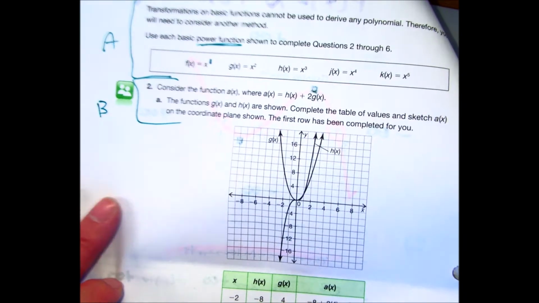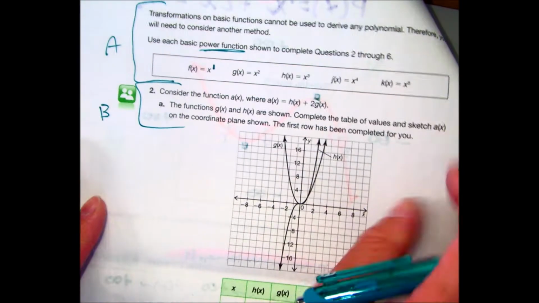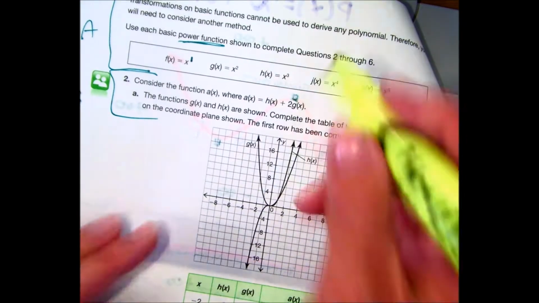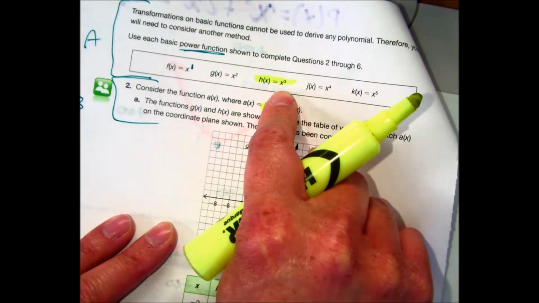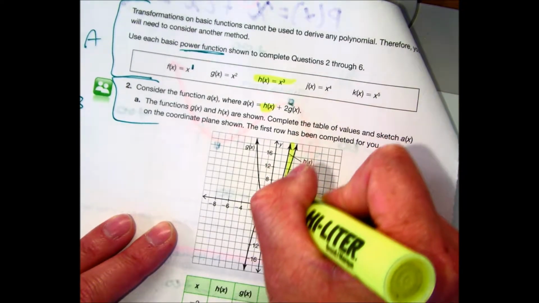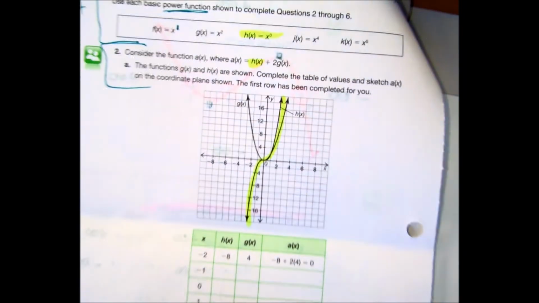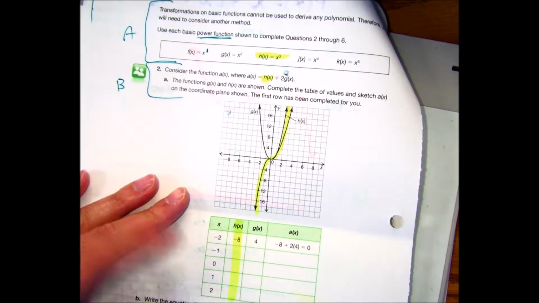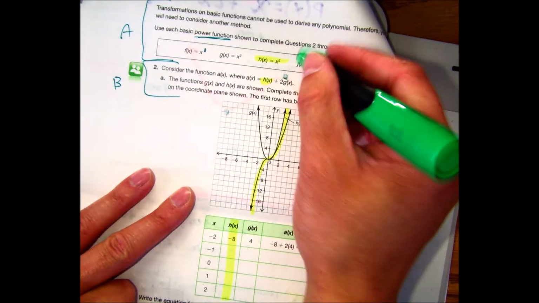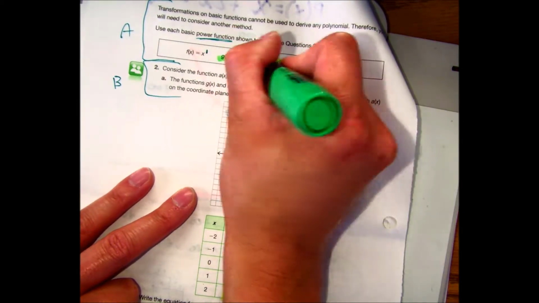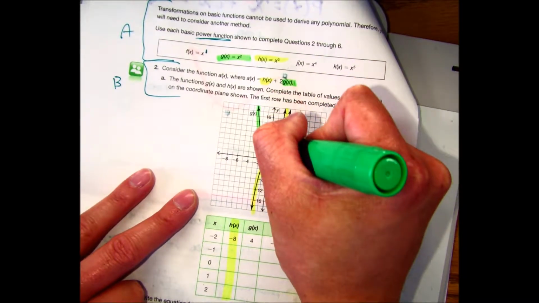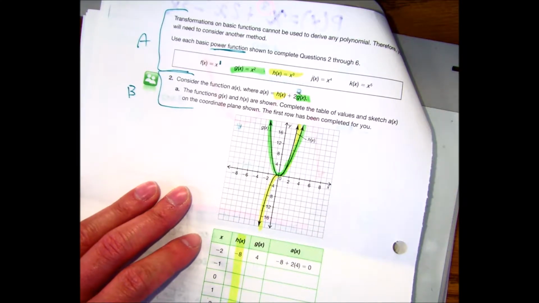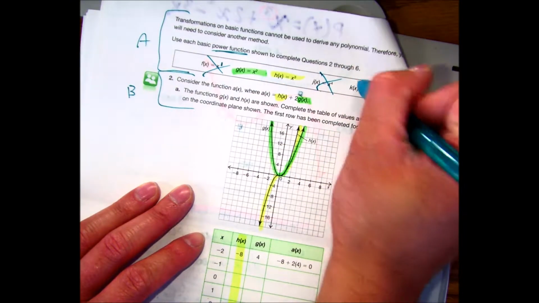Now here it tells us the function a of x is equal to h of x plus 2 times g of x. So if you have colors, let's highlight something. I notice h of x here, which is a cubic function. There's my cubic function. And then I can just highlight this whole row. And then I notice that it's 2 times g of x, so g of x is just x squared, which is a quadratic there. Therefore, I notice in this problem that I don't need all these other functions.